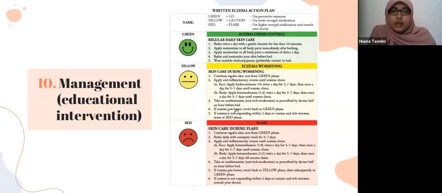But if the eczema gets better, we revert back to the green phase. But if the eczema is not responding within 3 days and it worsens, we move to the red phase. In the red phase, we still continue the green phase, plus anti-inflammatory and antihistamine. But if the eczema gets better, similar to the yellow one, we revert to the previous phase and subsequently to the green phase. But if it is not responding, consult the doctors. Referral to a dermatologist is recommended in some conditions.